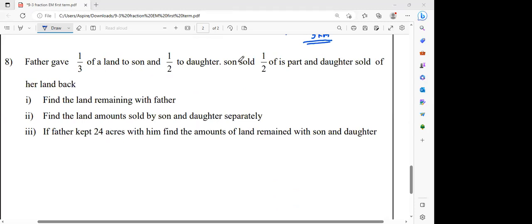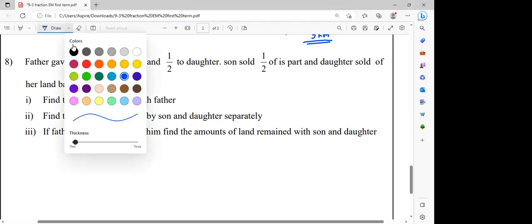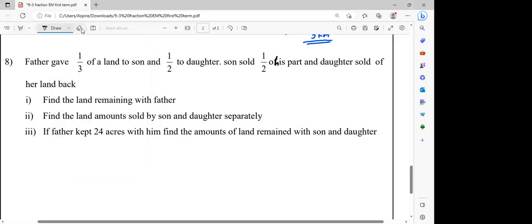හොඳට read කරන්න question එක. ඊට පස්සේ බලන්න ඉක්මනට answers ලියන්න බලන්න. It is mentioned that the father gave 1/3 of the land to the son and 1/2 to the daughter. The son sold 1/2 of his part. His part. එයාට හම්බුණු කොටසේ දෙකෙන් එක. Of his part. And the daughter sold. It is not given, no?